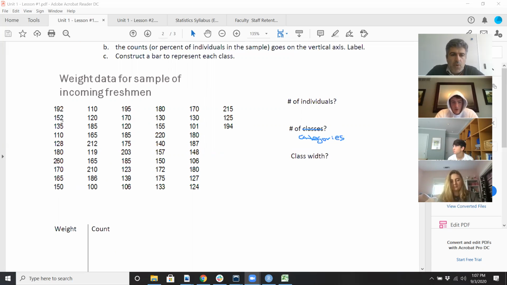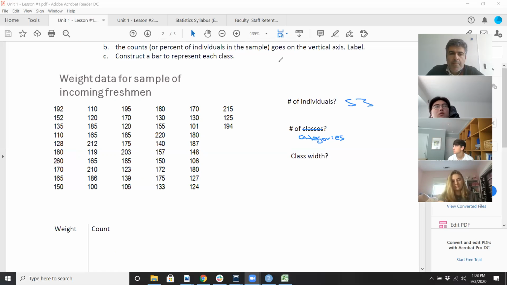How many individuals do you think we have here? If you were to do a quick count, how many people were surveyed here? Because remember, we collected the weight of the incoming freshmen. Does anyone want to chime in? 53. We have 53 individuals.